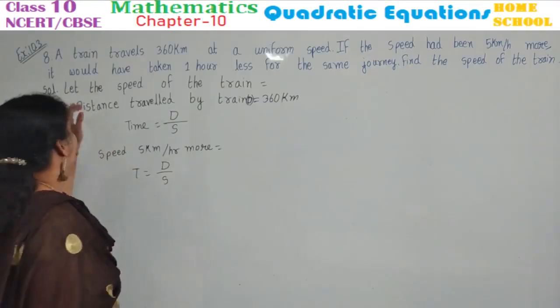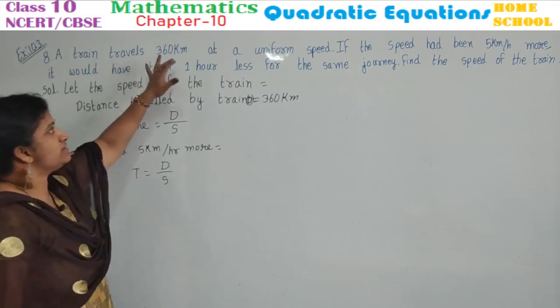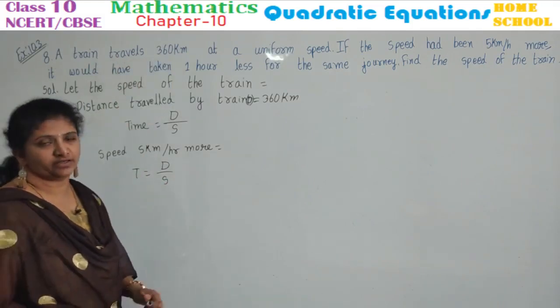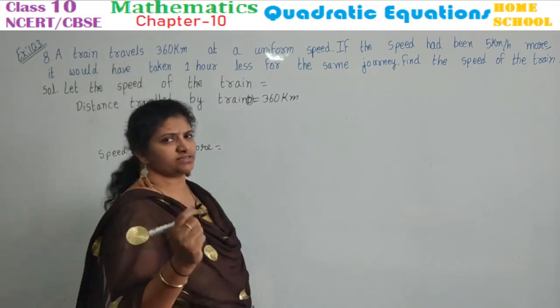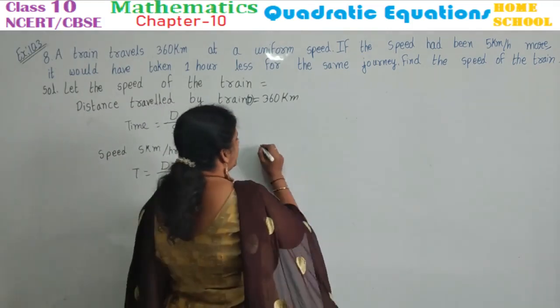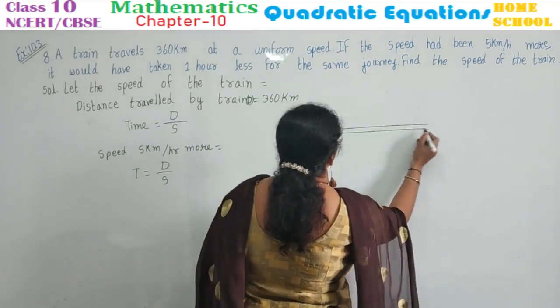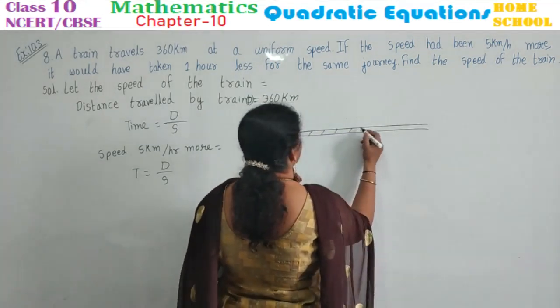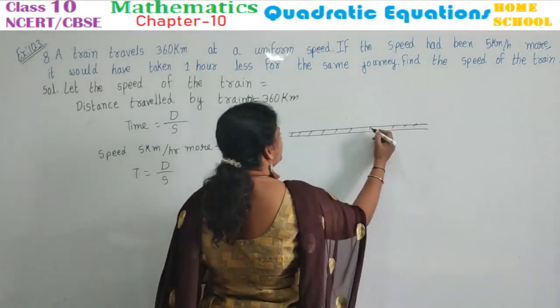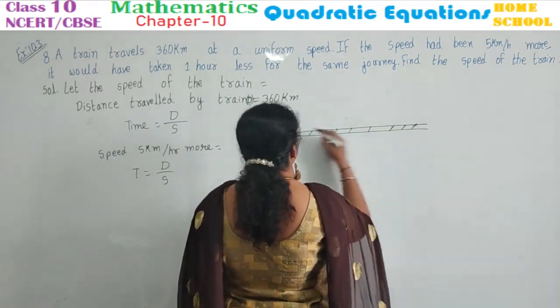Eighth problem. A train travels 360 kilometers. Travels 360 kilometers means what? It is the distance. Let's see, this is a track. Just imagine it as a track.